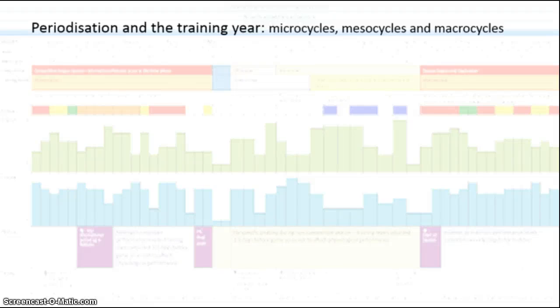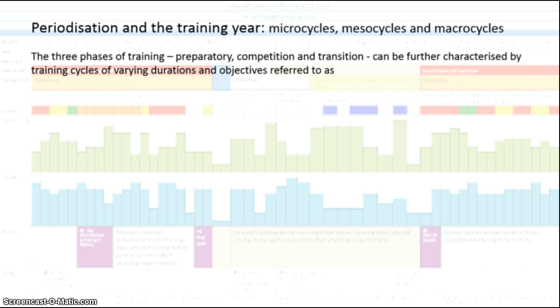In this video, we are going to be continuing to look at periodization of the training year. The three phases of training that we examined in the previous section, the preparatory, competition, and transition, are used by many athletes and coaches and fitness advisors as a basis for the periodization plan. These three basic phases can be further characterized by training cycles of varying durations and objectives, referring to the microcycle, mesocycle, and macrocycles.